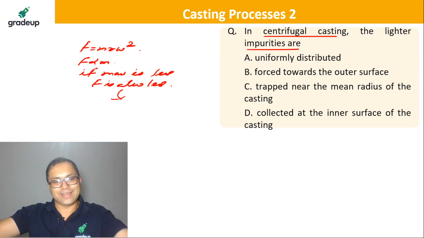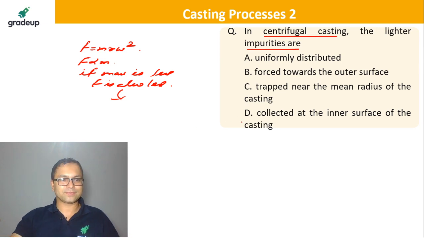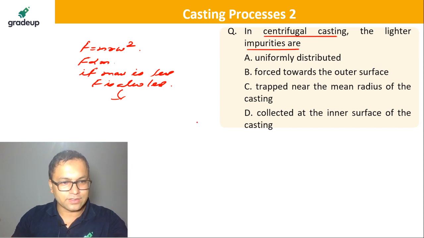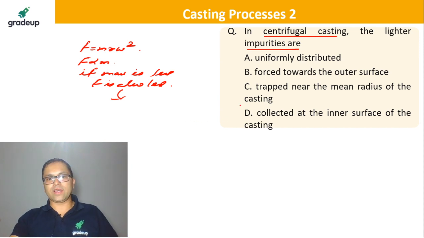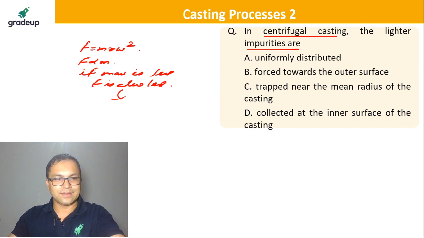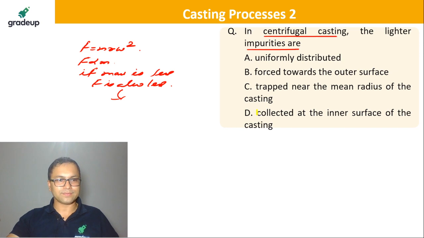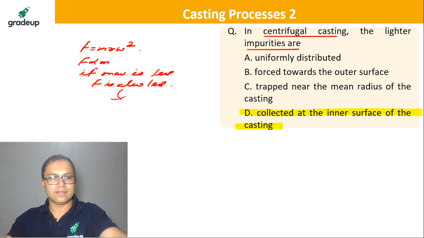Now I have told you everything, right? So what do you think about the option here? TPM says centrifugal force, mass. Yes, you're right, you got it. Brilliant. So which one? Harshvardhan, Abhinash, Shripad, what do you think about this? Sanjeev, is it D? Yes, it is D. It will be collected at the inner surface of the casting.